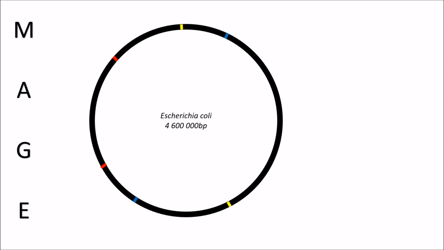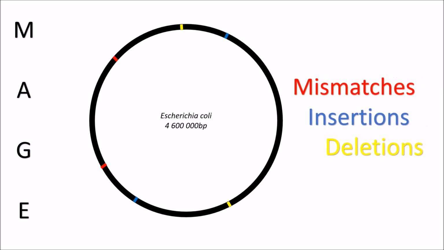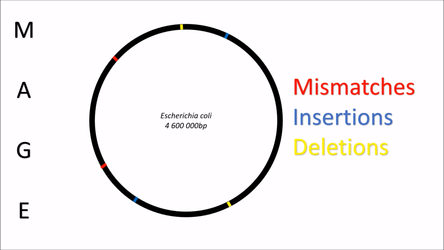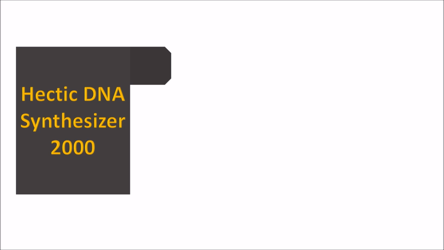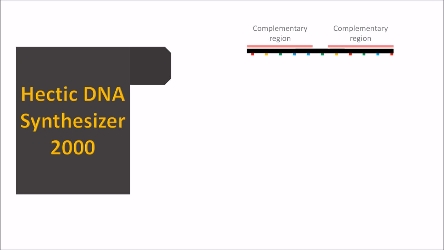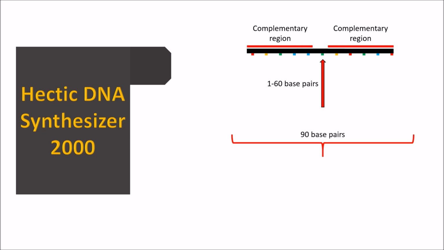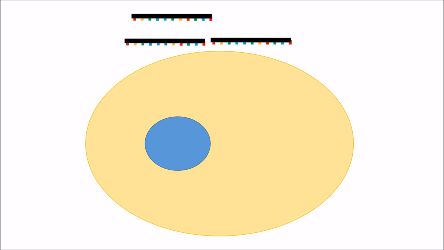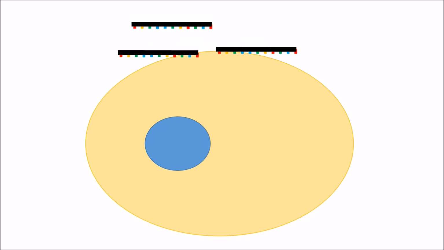With MAGE, it is possible to generate multiple changes simultaneously across the genome. These can be mismatches, insertions, or deletions. To do this, oligos are synthesized that are complementary to the target gene on the sides and contain the desired change in the middle. The change can be a single base or up to 60 bases, with a total oligo size of 90 base pairs. These oligos are then introduced to the cell using electroporation.